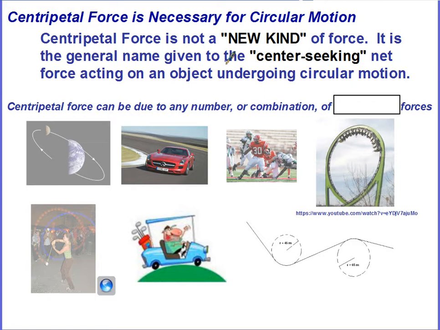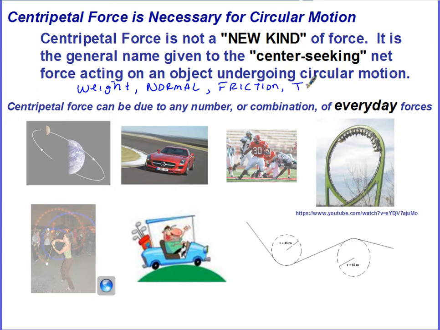So an object that's going through circular motion has to have some sort of forces that are center-seeking. We call those centripetal. Now it can be made up of any number or combination of everyday forces. So everyday forces that we've looked at, we've talked about weight as an everyday force. We've talked about normal as an everyday force. We've talked about friction, tension, applied, you name it, just as a general, generic name. These are everyday forces. So when we consider these different kinds of objects that are moving through some sort of circular path, we can look at combinations of these to call those centripetal.